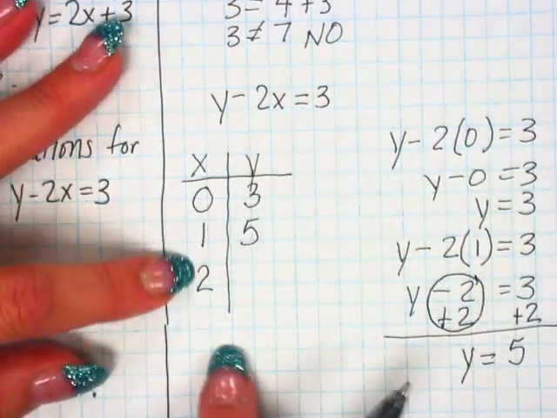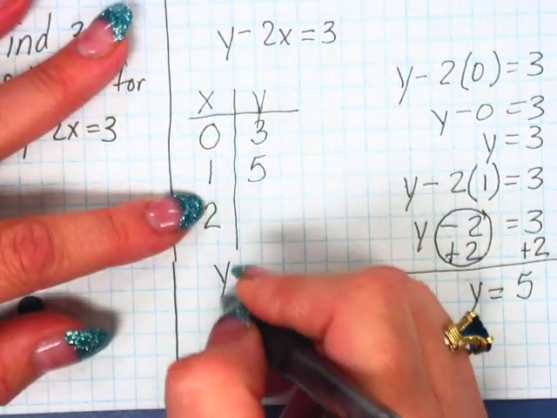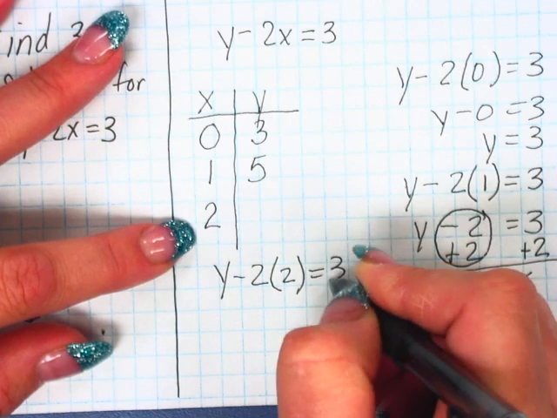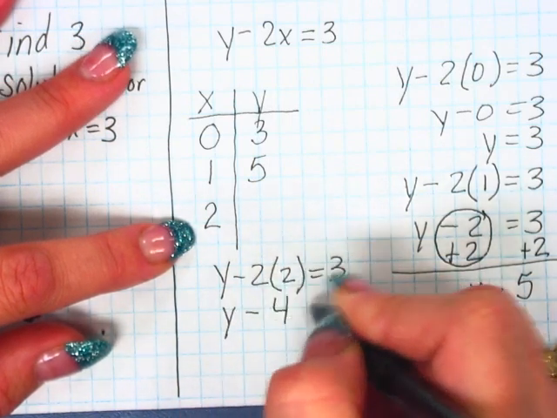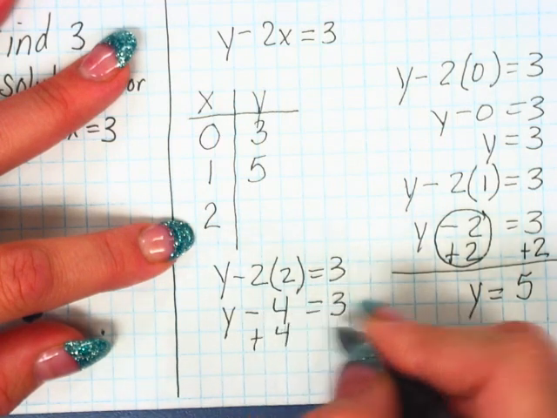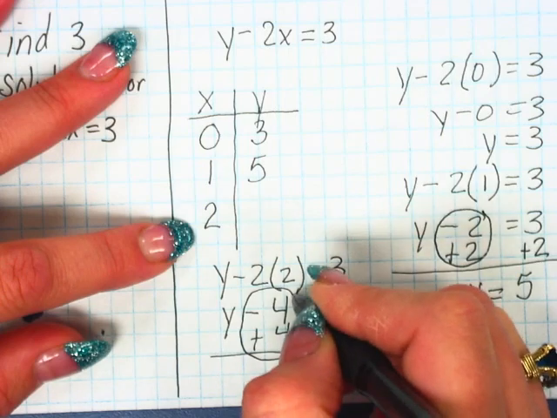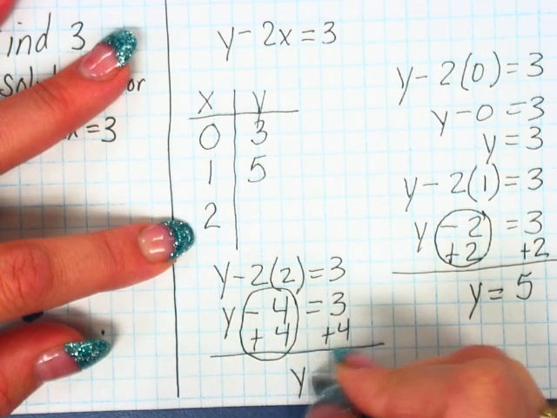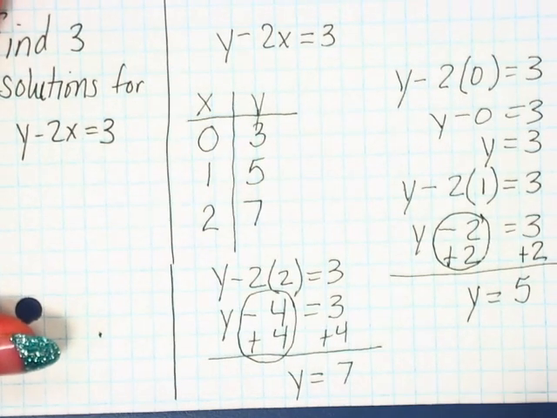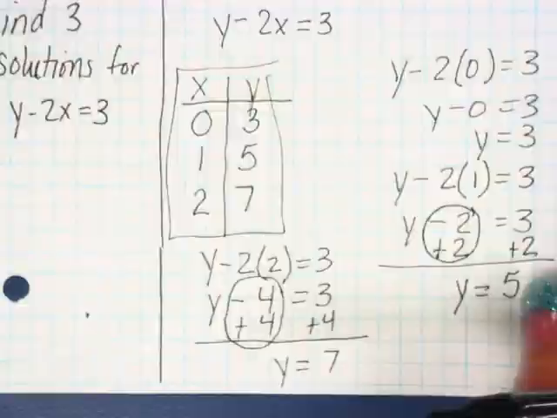And the last one, what happens if the x is 2? Then y minus 2 times the x. Y minus 4 equals 3. Opposite operations, add 4. We want the y by itself. This gives us a 0. We get y equals 7. So we have now found 3 solutions for that problem. They're right here. All right, let's do another one like that.